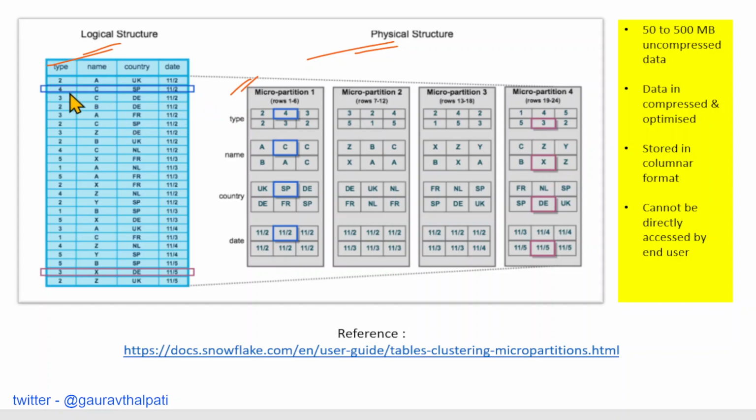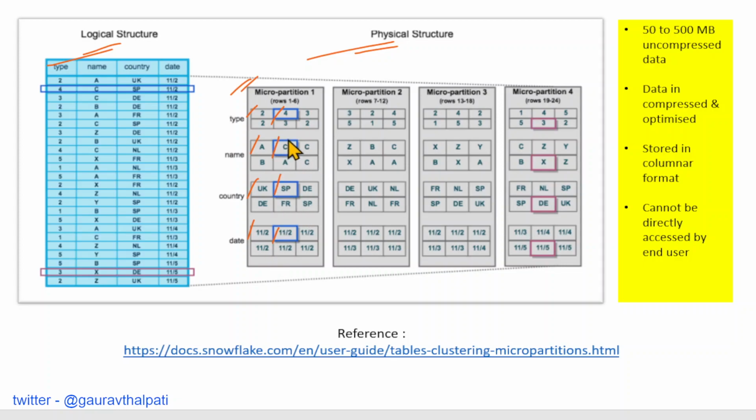Now, how is the first row stored? Type, name, country and date: 2A UK 11 2. So this row is stored like this in this micro partition, 2A UK 11 2. This is how the data is stored. The second row is 4C SP 11 2, right?